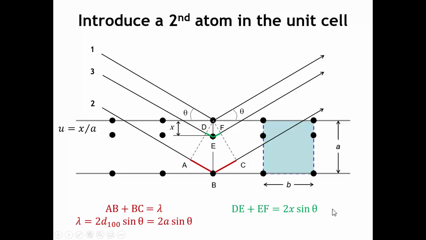And we can incorporate that into our path length equation. Let's just replace x with the fractional coordinate u times the lattice parameter A. All right, so now we have the path length differences for waves 2 and 3 from wave 1.